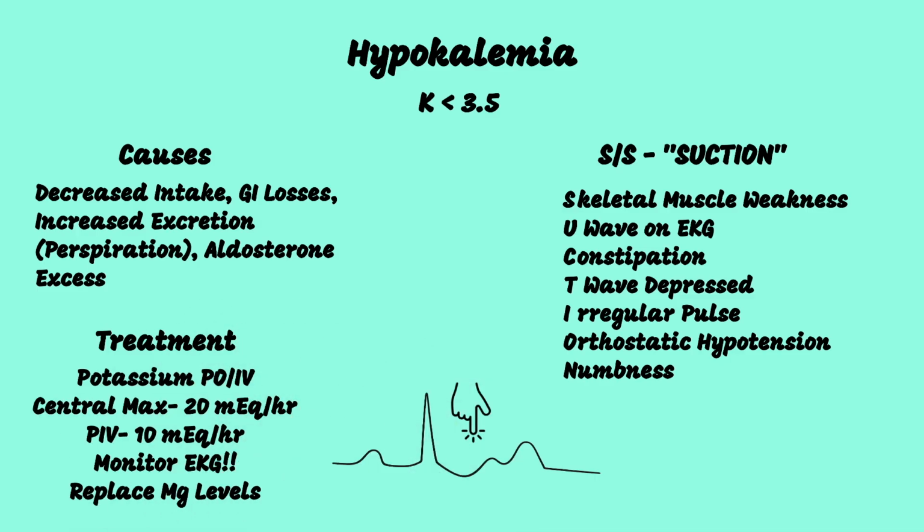Just always remember, a max for a peripheral line is 10 MEQs per hour, and for a central line is 20 MEQs per hour. Whenever replacing any of your electrolytes, always remember to monitor your EKG, and potassium is no exception. Potassium should also only go through an IV pump. If you have a syringe full of IV potassium, something's very wrong. Go back, check your orders, and check medication. Potassium replacement should only go through an IV pump.